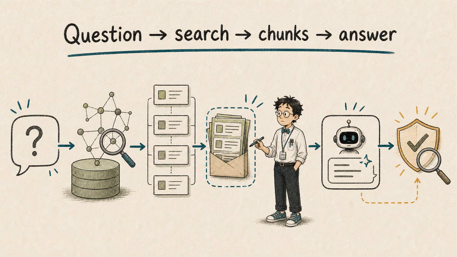The system searches the collection for pieces that seem relevant. Those pieces are added to the prompt as context. The model reads the question plus the retrieved context and writes an answer. That answer may show citations or source links. From the outside, it feels like one AI reply. Under the hood, it is a chain: question, search, retrieve chunks, context packet, answer.